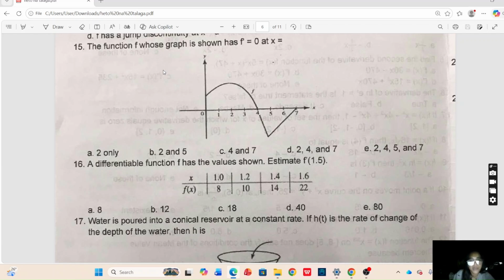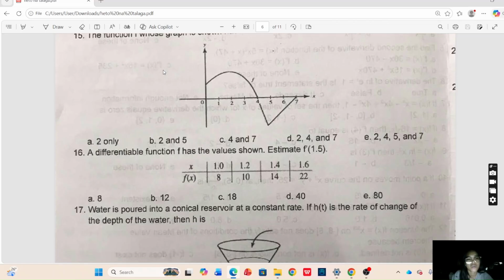So we analyze the graph of the function and identify the values where the function is equal to 0. The zeros of a function are x values where the graph crosses or touches the x-axis. By observing the graph carefully, we determine all the points where the graph intersects the horizontal axis. Therefore, the correct answer is the set containing all x-intercepts shown in the graph.